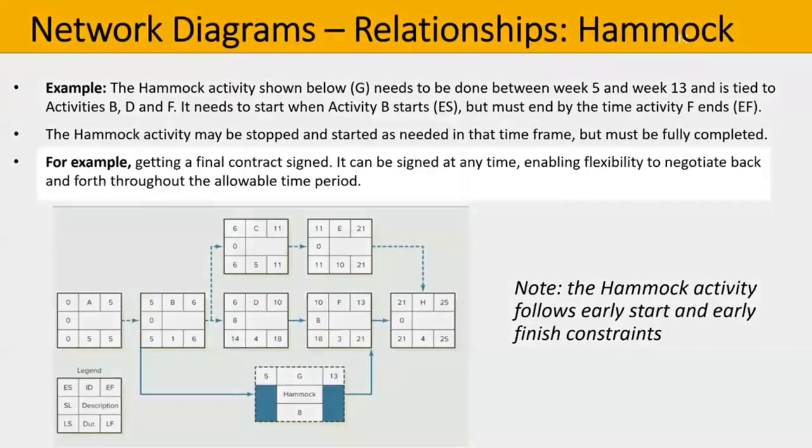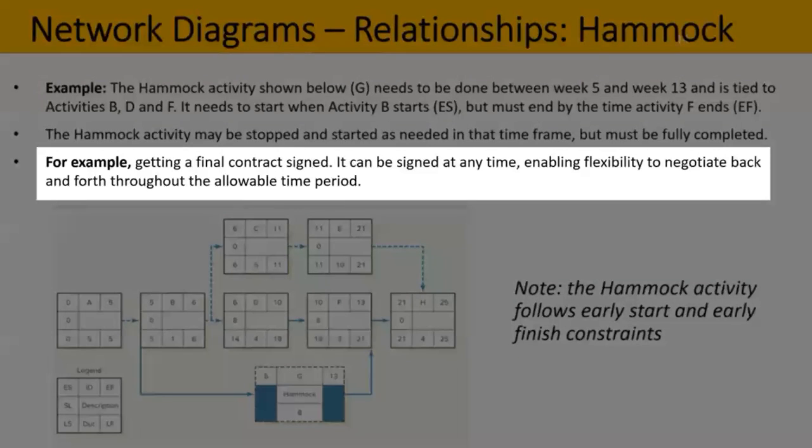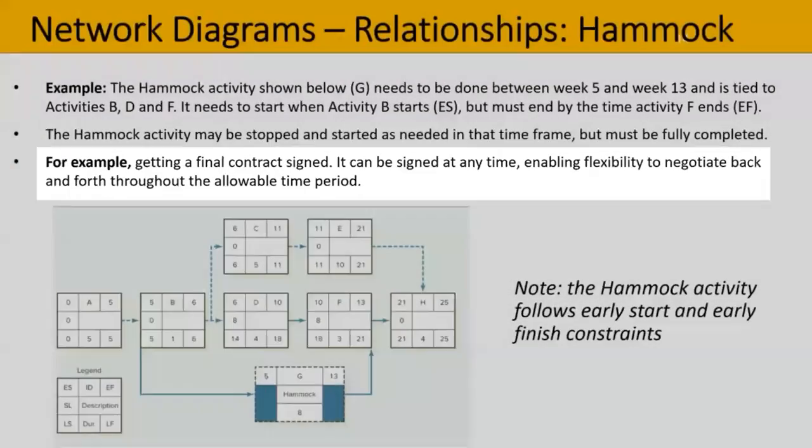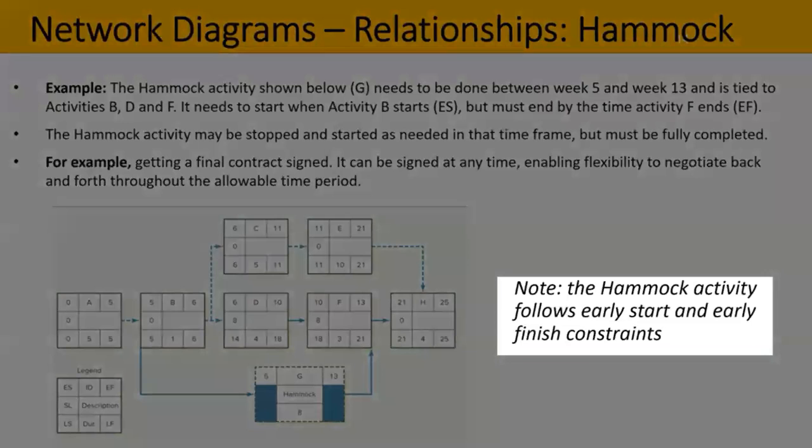For example, getting a final contract signed. It can be signed at any time, enabling flexibility to negotiate back and forth throughout the allowable period. But by the time that period is over, the contract must be signed. And there's a note here. The hammock activity follows early start and early finish constraints.